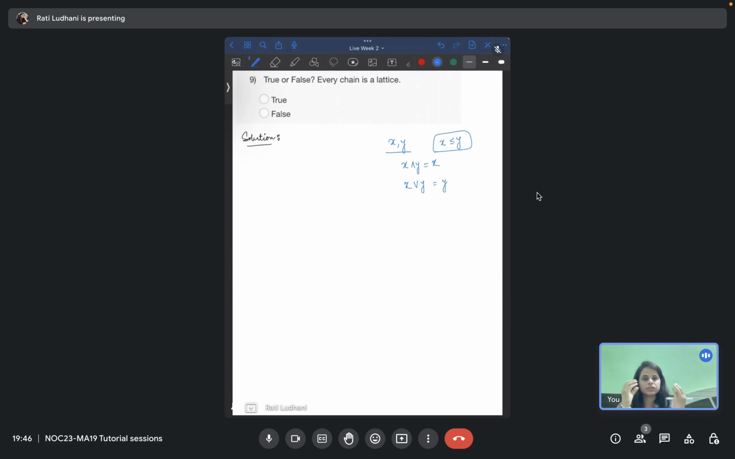Because you know that in every chain there is a comparison. So if you take any two elements of the chain, then one of the conditions holds: either x is less than or equal to y, or y is less than or equal to x. In both cases, you can easily get the values. So x and y exist, so their meet and join will exist. Okay?